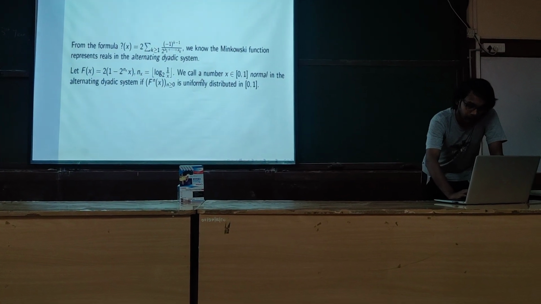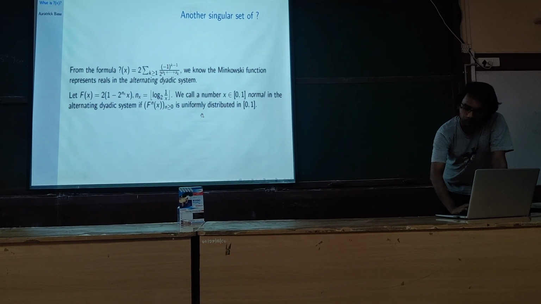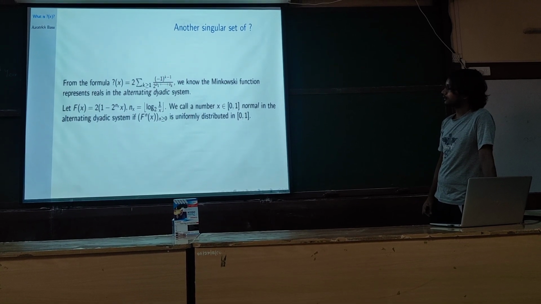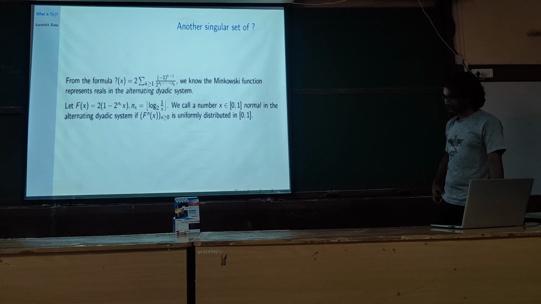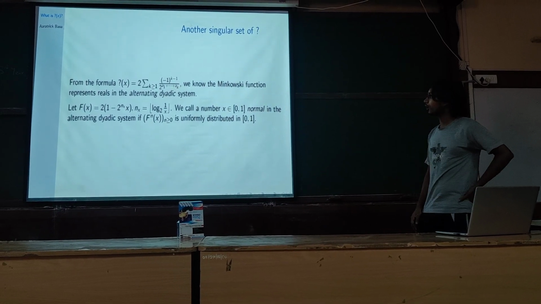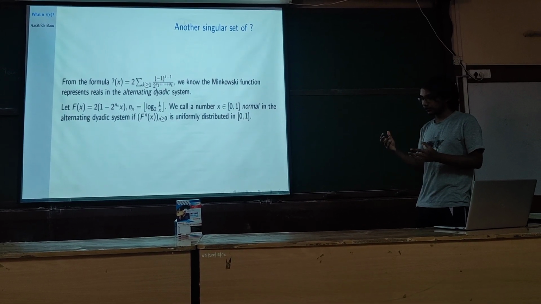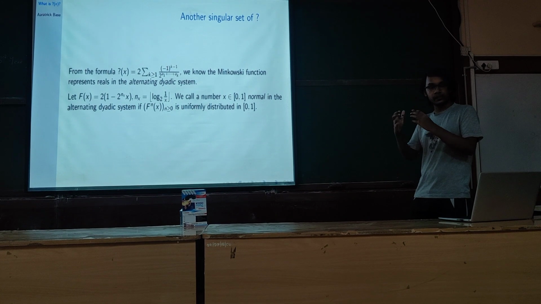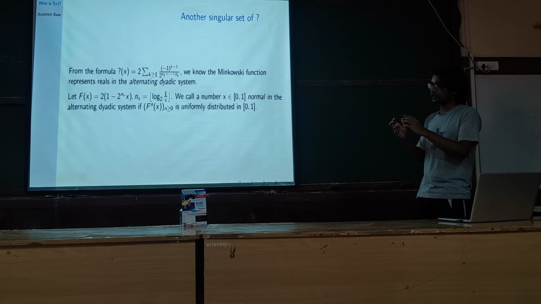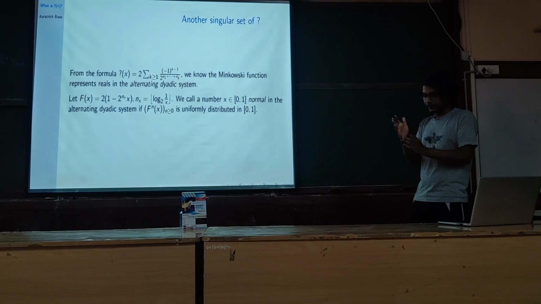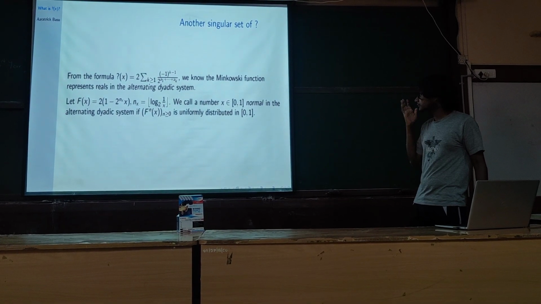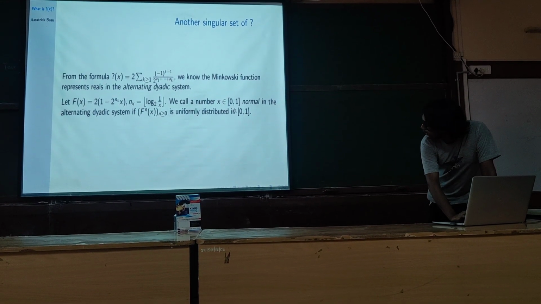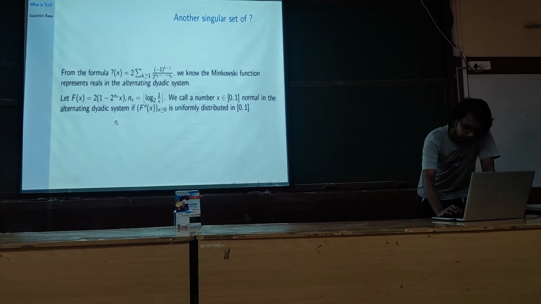Right. So now a definition: we call a number in [0, 1] normal in this alternating dyadic base if the orbit of x under this residue function f is uniformly distributed in [0, 1]. This exactly resembles the usual definition of normal numbers in the decimal system. In some sense, you want to know what are the numbers whose digits are uniformly distributed in your base. So for decimal, for example, you want the numbers where any digit from 0 to 9 is equally likely to occur in the expansion at any given place, right? So that's the definition here, just for the alternating dyadic system.